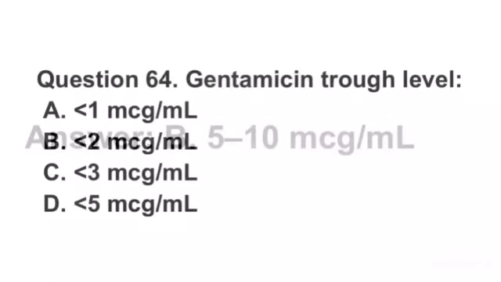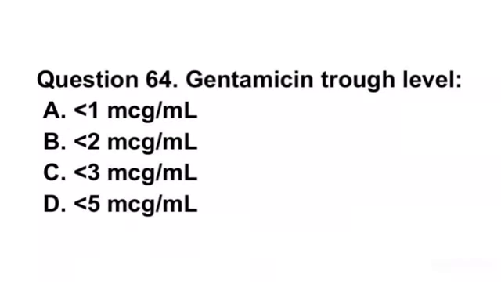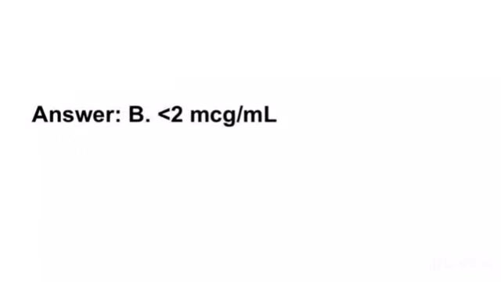Question 64. Gentamicin trough level. A. Less than 1 microgram per milliliter. B. Less than 2 micrograms per milliliter. C. Less than 3 micrograms per milliliter. D. Less than 5 micrograms per milliliter. Answer: B. Less than 2 micrograms per milliliter.